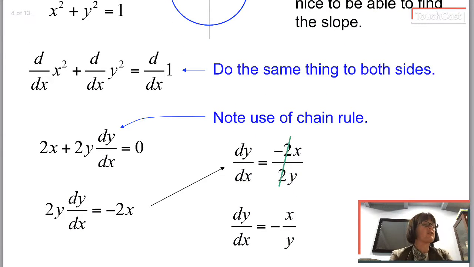Those 2's can cancel, and the slope is negative x over y. dy dx equals negative x over y. You've finished here when you've isolated dy dx. Notice later, if you want to find out the slope of the circle, the curve, at some point that's on the curve, would that be radical 2 over 2 and radical 2 over 2? I could replace x with radical 2 over 2, y with radical 2 over 2, and I would be able to compute the slope.